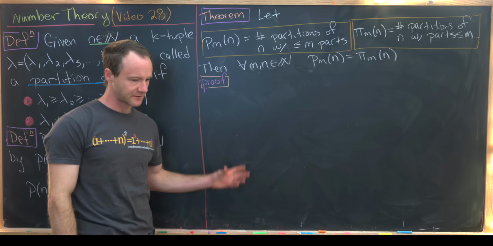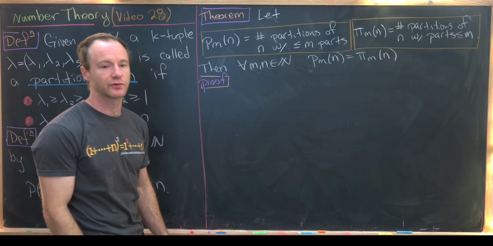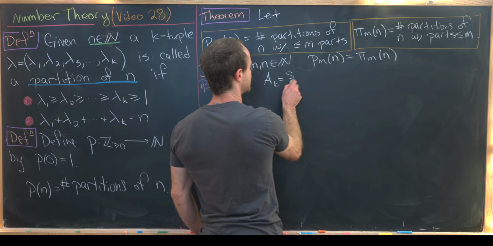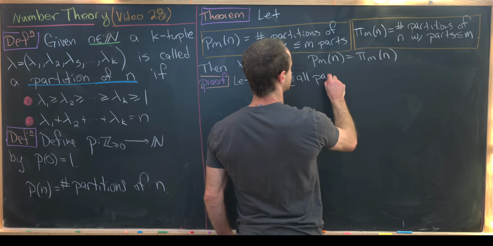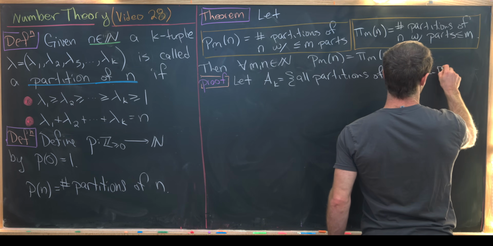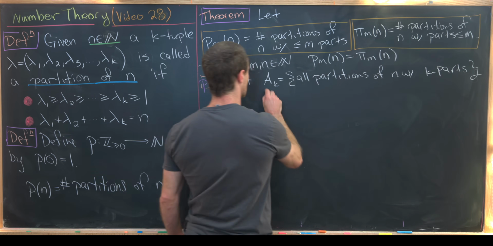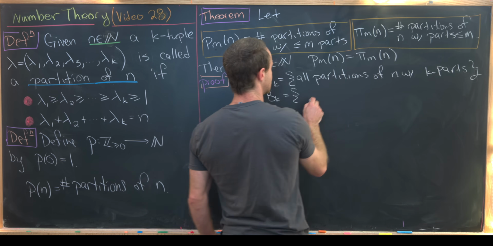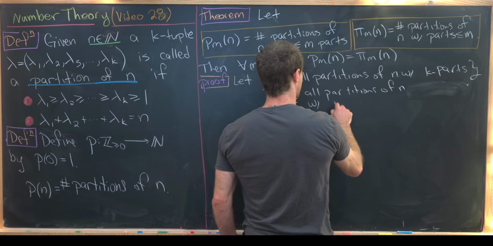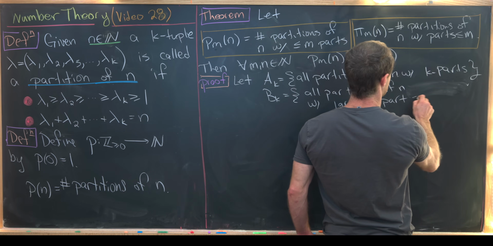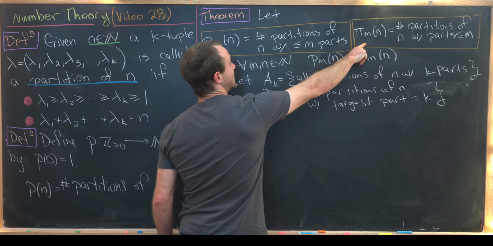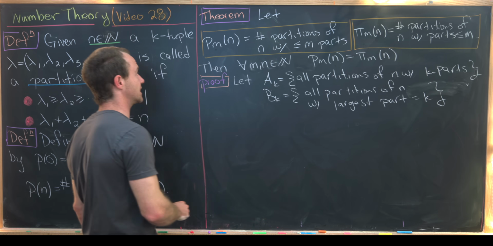Taking motivation from our example, let's dive into a careful proof. So let's define 2 sets. We'll define the set A_k. So this is going to be all partitions of n with exactly k parts. And then we'll define B_k to be equal to all partitions of n with largest part equal to k. And next, I want to notice that those are going to be related to these functions in the following way.